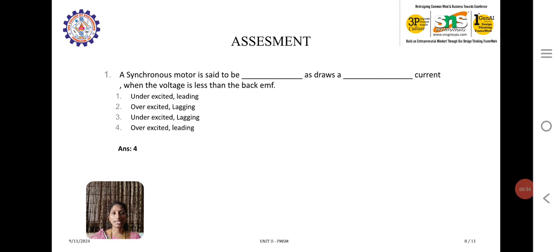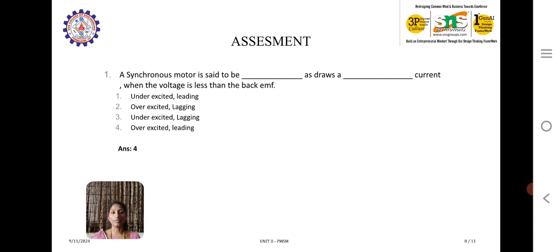Now let us have an assessment, a simple question on the synchronous motor. A synchronous motor is said to be dash and draws a dash current when the voltage is less than the back EMF. When the voltage is less than the back EMF, the synchronous motor will be overexcited and the current will be leading. So the answer is 4.